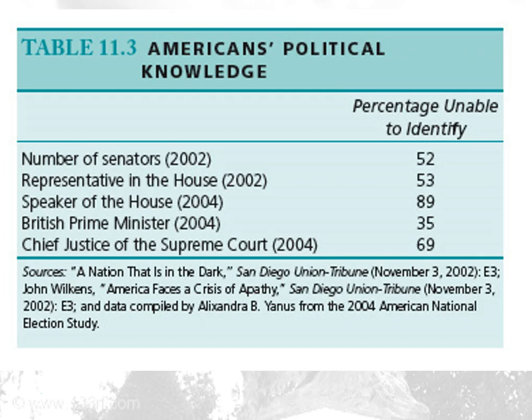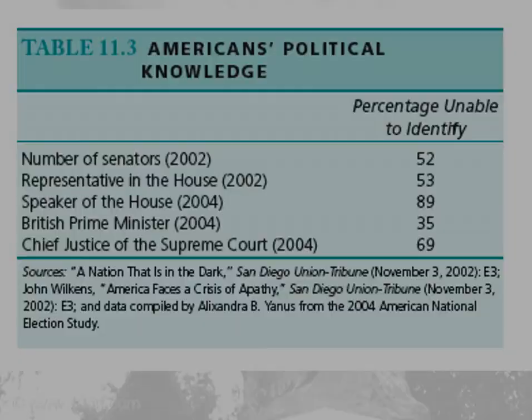If we take a look at this, this survey showed that most Americans really don't know much about the government. Only 52% of Americans could identify their senators, and 53% were unable to identify their members in the House of Representatives. So, these numbers are huge. People don't know a lot about the government, and the government really makes the decisions for them.